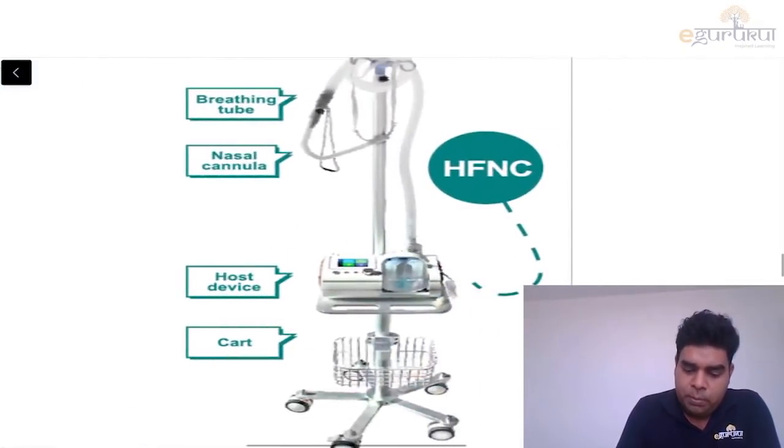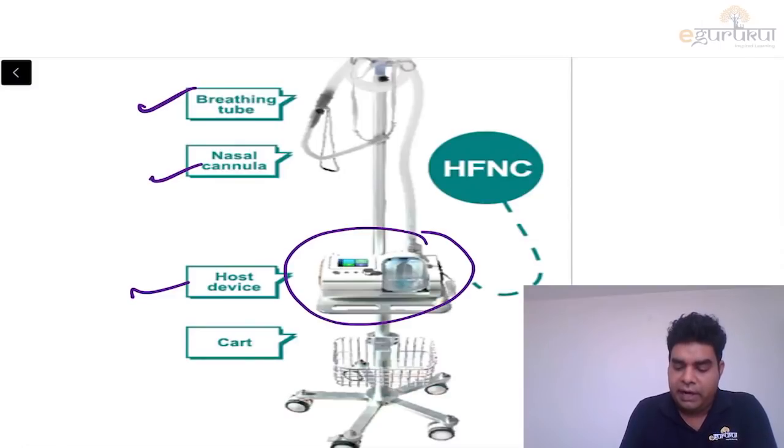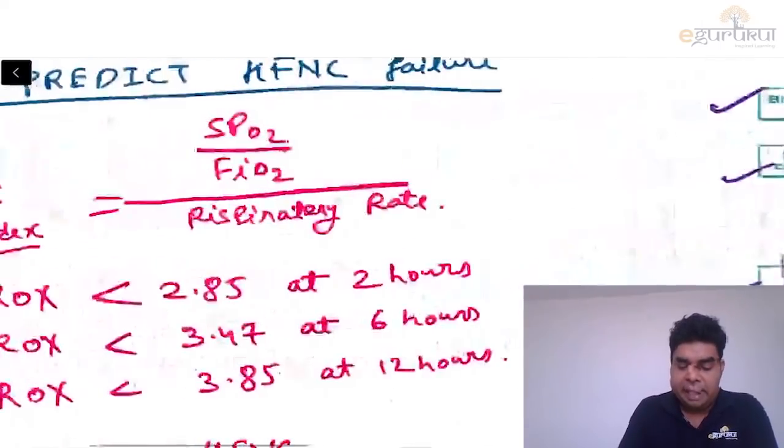One is the breathing tube, other is the nasal cannula that we apply to the patient. This is the host device, and the cart, it's just a simple thing. And we have a humidifier also here in the device. This plastic part is the humidifier, and it maintains the temperature also.